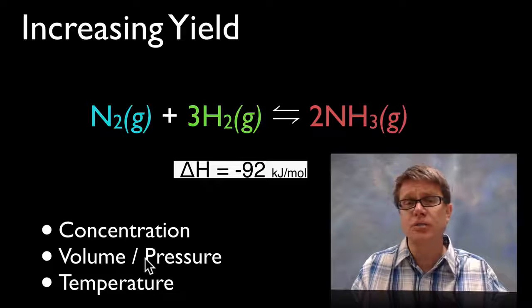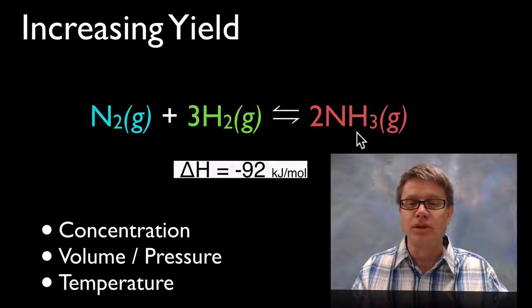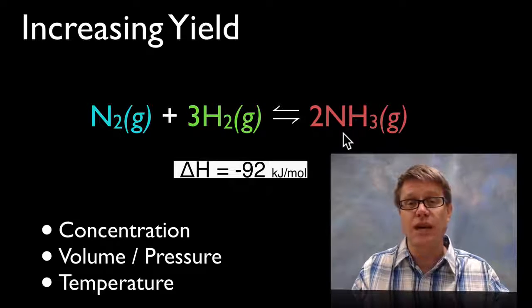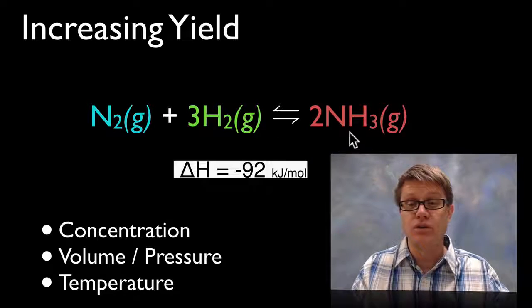How could I increase my percent yield by changing the volume and thereby the pressure? Well, if we look on the left side, we have 4 moles. On the right side, we have 2 moles. And so if I could squeeze this reaction, it's going to convert towards lower moles. It's going to convert towards that ammonia. I'm going to have a greater percent yield as well.